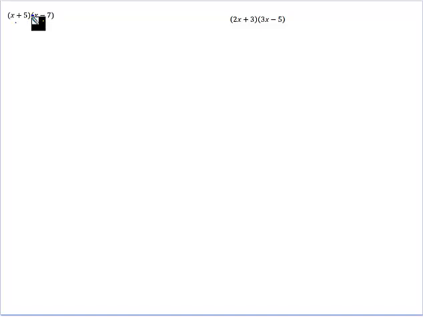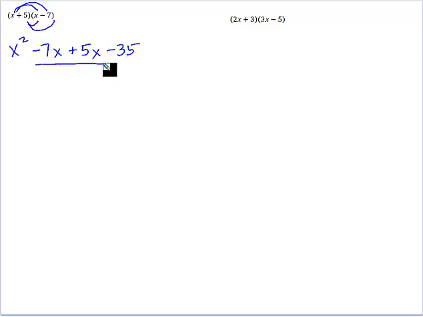So we are going to need to distribute both the x throughout and the 5 throughout both of those. Okay? So we are first going to take x times x, which gives you x squared. Then x times minus 7, which is minus 7x. So we distributed the x to both. Now we do the same with the 5. 5 times x, which is plus 5x. And 5 times minus 7, which is negative 35.